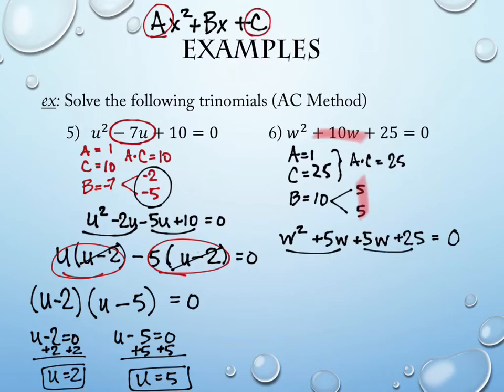So we're going to take each of the pieces. w squared plus 5w. What do they have in common? w. So if I factor out the w, what am I left with from w squared plus 5w? w plus 5. On the next piece, 5w and 25, what do they have in common? 5. If I factor out a 5, what will I be left with? w plus 5. Equals 0.